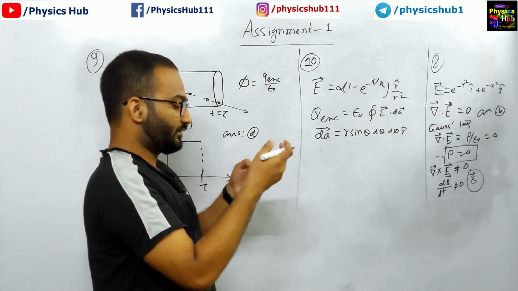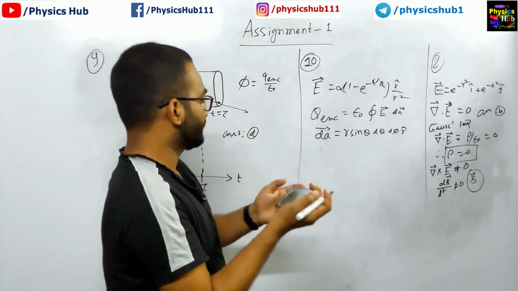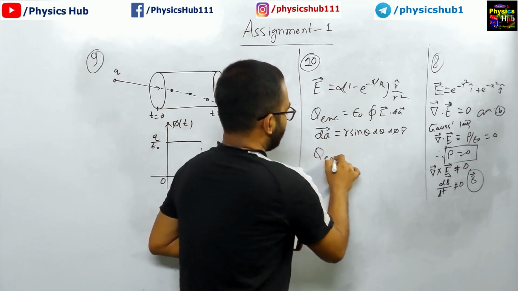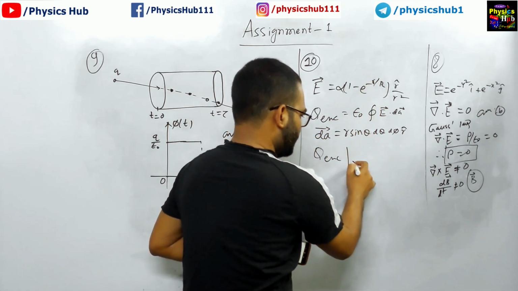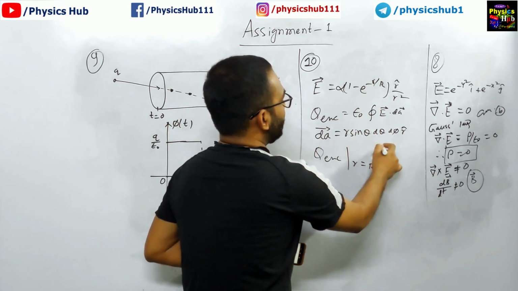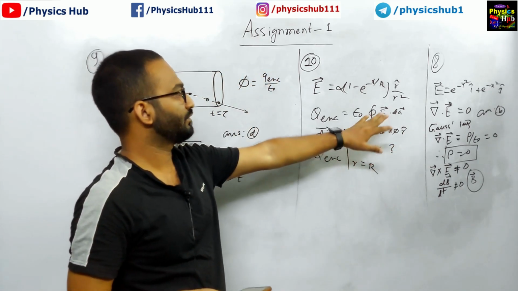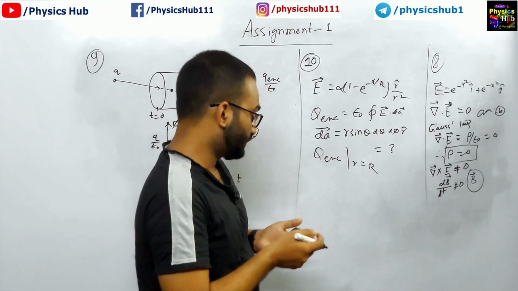Finally you have to find the charge content within a sphere of radius capital R. After evaluating the general expression, Q enclosed will come in terms of small r. Now if you put small r equal to capital R, whatever value you get will be your answer. Simple. You can easily evaluate this integral, and you will find option D to be the correct option.